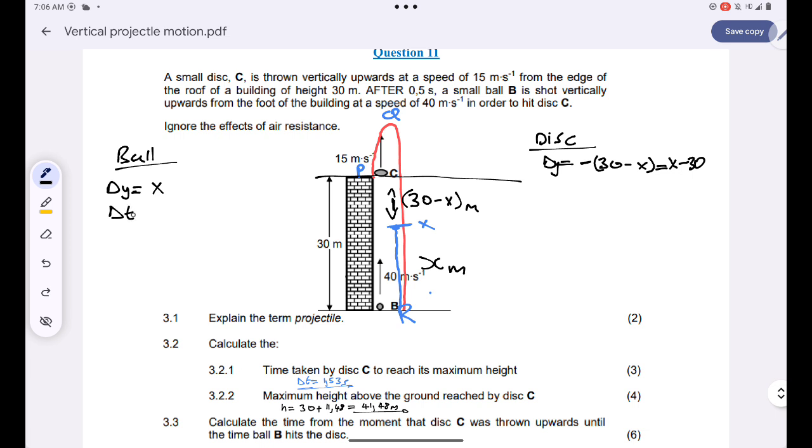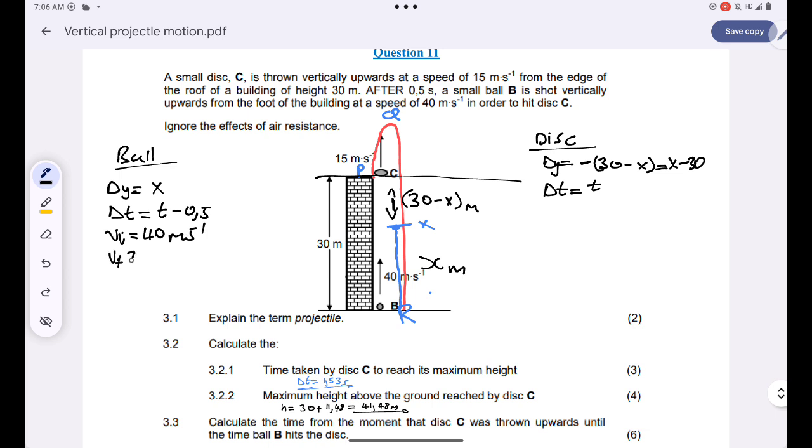Okay, and then now let's deal with time. Since the disk was thrown first, we can simply say the time is equal to t. Are you together? So if the time is equal to t, that means this will be t minus 0.5. Why am I saying that? Because the ball was thrown 0.5 seconds later. Are you together? And then obviously the initial velocity is just 40 meters per second.